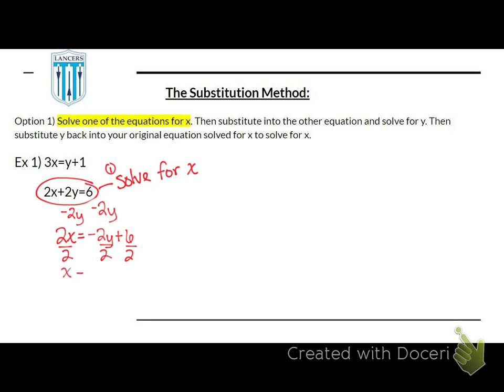So we are left with x equals negative y, negative 1y, or just negative y, plus 3. Questions about getting x alone? Are we sure?